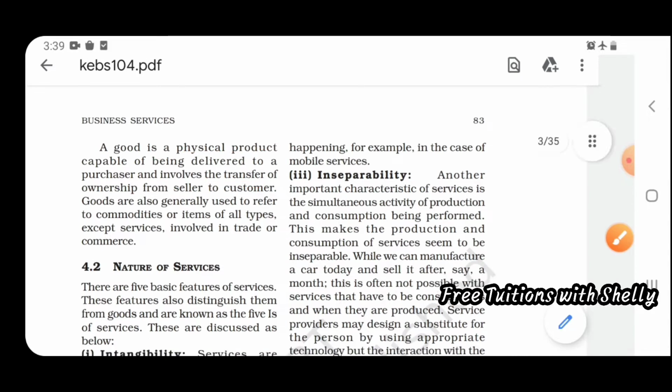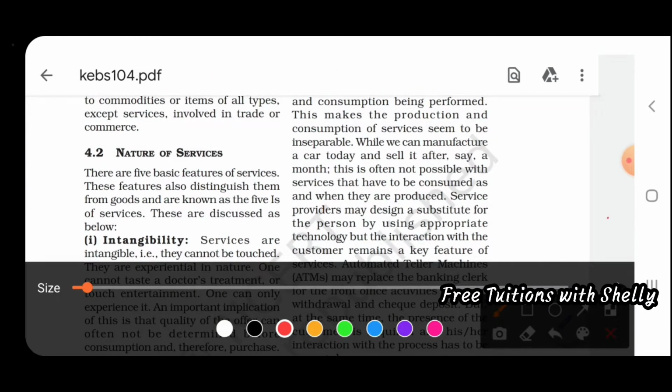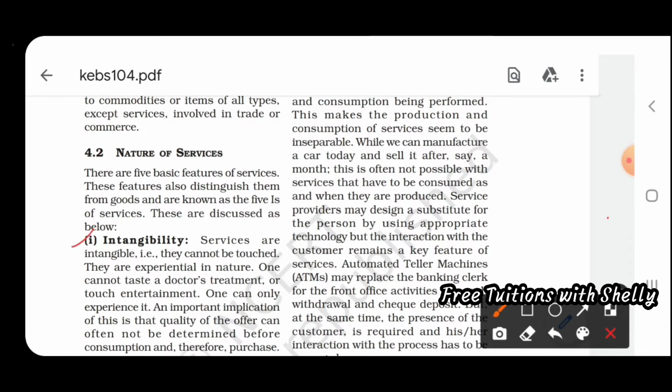We are going to look at the nature of services. The first one is intangibility. Intangibility means that it cannot be touched. We can only experience what the result is. For example, a doctor's treatment: we get the final result in the form of experience, right? But not in the form of a product.